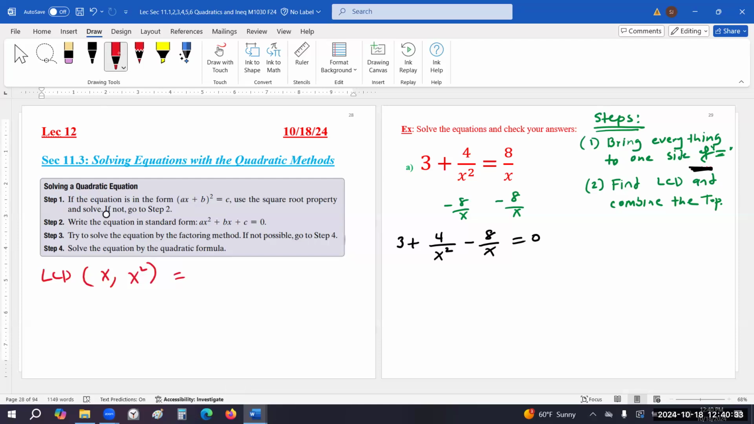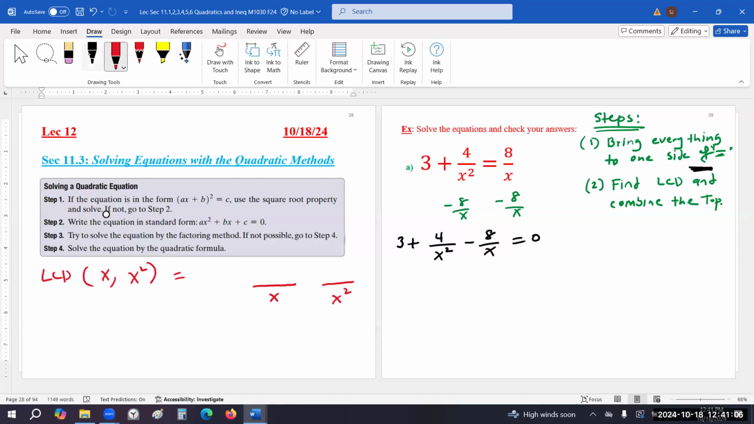X is a common factor. X squared. So factoring and LCD are opposites. When you factor out something, we look for the smallest thing. But when you go for the LCD, we look for the bigger thing. Why? Because LCD means least common denominator. So what is the biggest denominator by which you can divide x, and also be able to divide by x squared evenly.